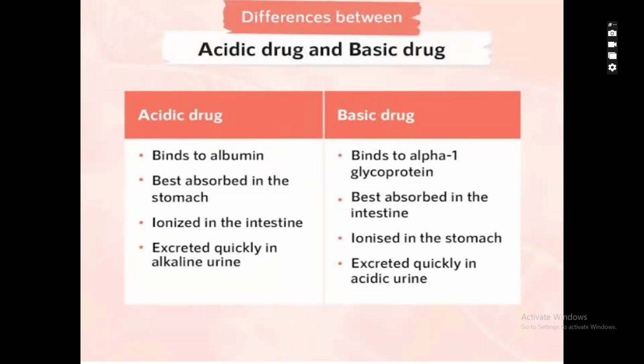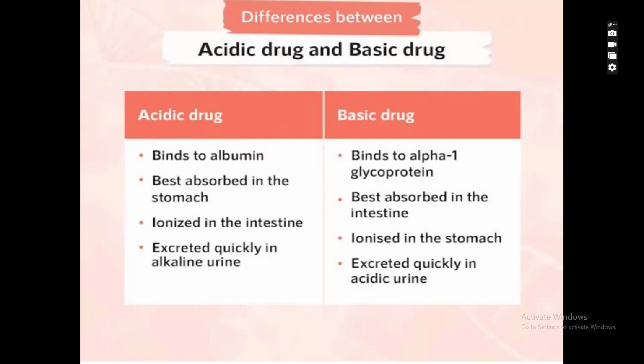So these you need to remember: acidic drugs are excreted quickly in the alkaline urine, and the basic drugs are excreted quickly in the acidic urine, because the weak basic drugs are ionized in the acidic pH. As it is ionized in the acidic pH, it is hydrophilic. So if it is hydrophilic, it will go easily in the urine. So if we make the urine acidic, the drug will be ionized. It will not be reabsorbed. It will be excreted quickly in the acidic urine.